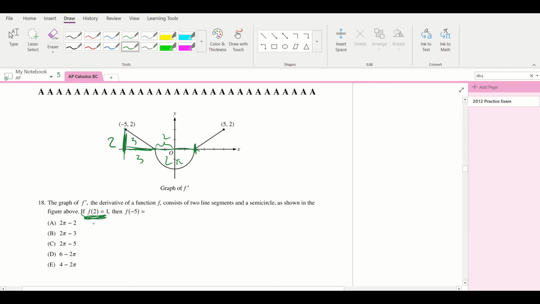And now we take a look at this. So, sorry, it's negative 2 pi. So, since you're going backwards, you have to subtract this. So you have 1 minus negative 2 pi plus 3. So this becomes 2 pi minus 2.